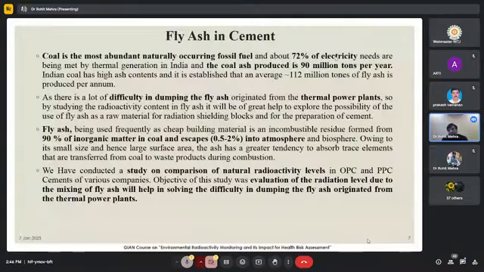So then we got an idea from some of the papers which we studied in our literature, that in and around some thermal power plants there was an enhanced level of radioactivity. We were surprised to note why there is an increase of radioactivity concentration in and around some thermal power plants.